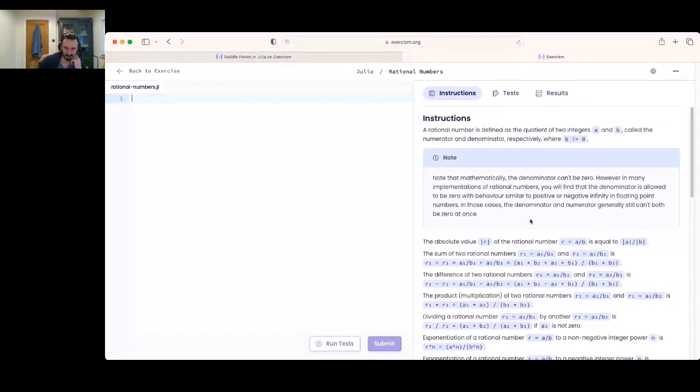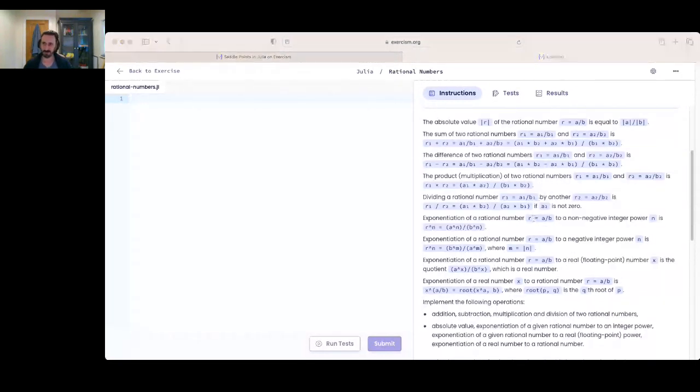Dividing. Okay, this is lots of information. I'm going to assume I'm going to have to implement methods for all of this. So this is going to be a bit of a struggle. So let's start off and try. Let's work simply through this and see what happens.